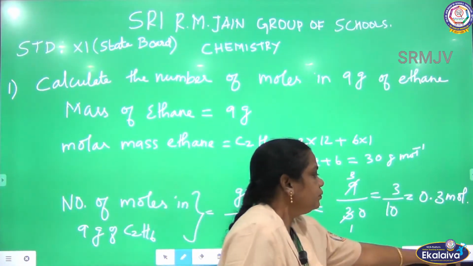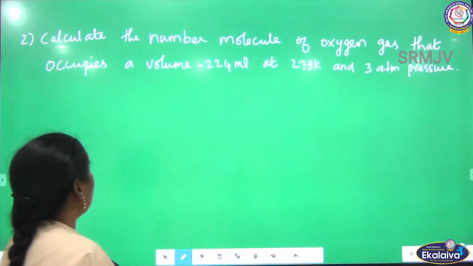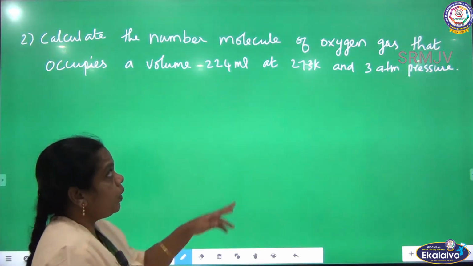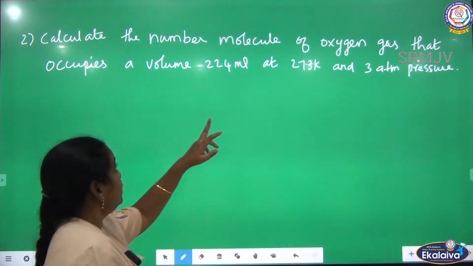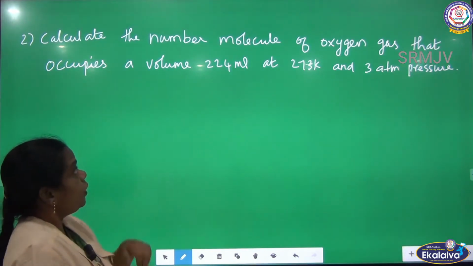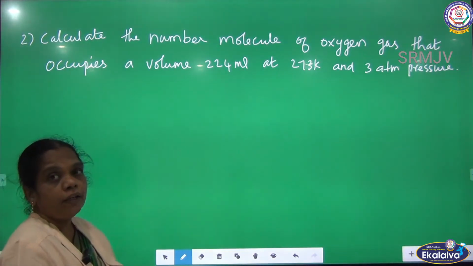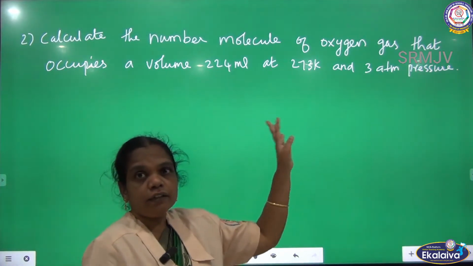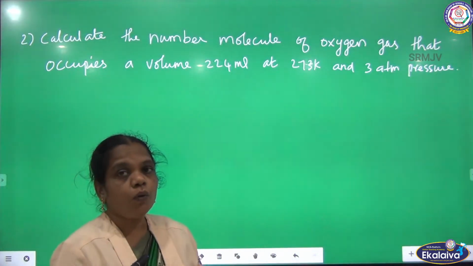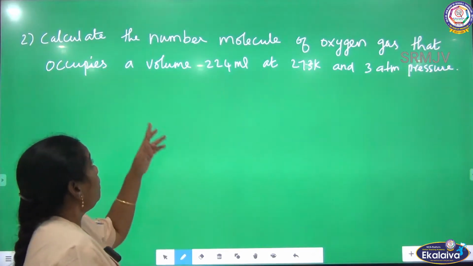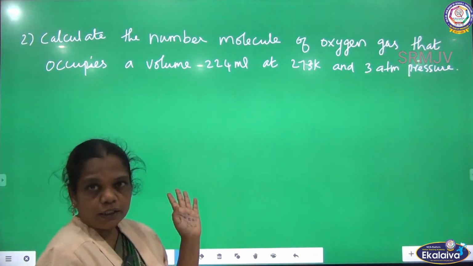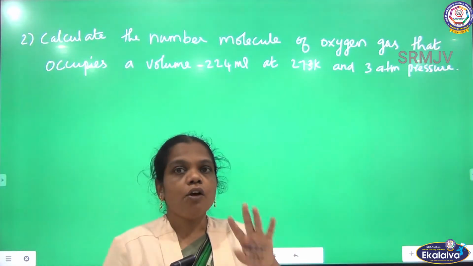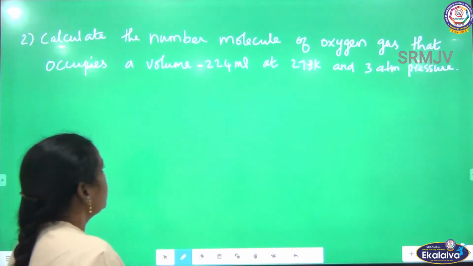And in the next problem we are going to calculate the number of molecules. The number of molecules of oxygen gas contained in 224 ml in volume at 273 Kelvin and 3 atmospheric pressure. Now you want to find the number of molecules. Last problem we calculated the number of moles, now the number of molecules.